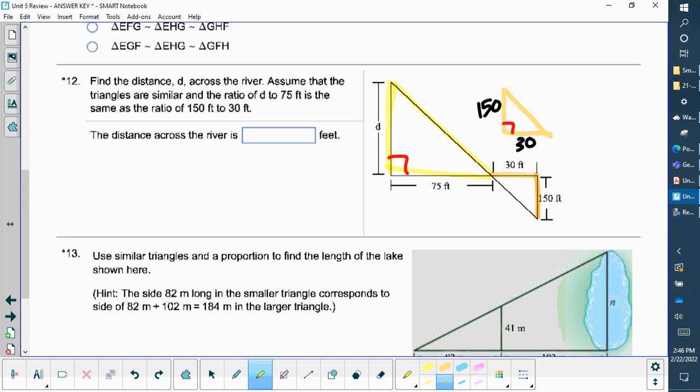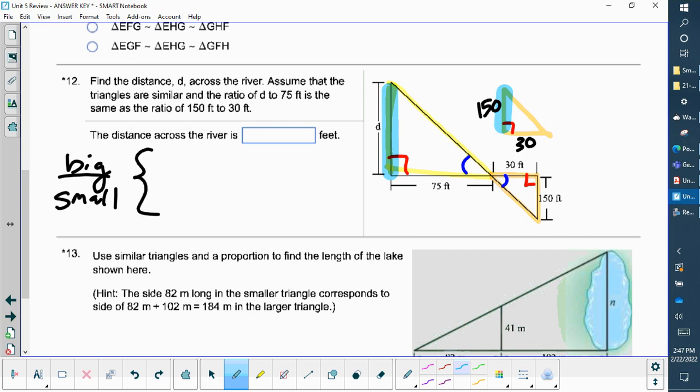I do know that these angles have to be the same because they're vertical, and these are both 90, so they're similar by angle. So let's start making proportions. I'll start with the vertical sides here. D here matches up with 150. I don't care if you do small over big or big over small. I'm probably going to do big over small for this one. Once I choose, I've got to stick with it.